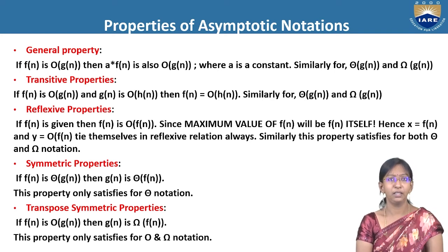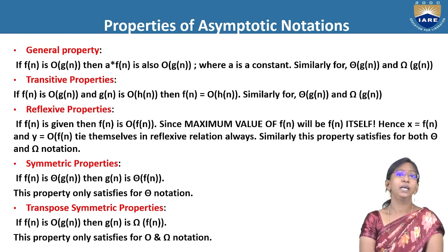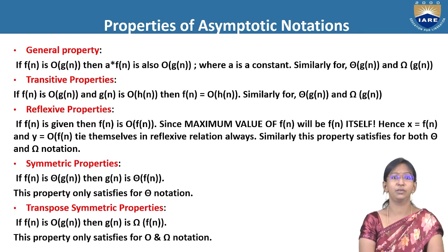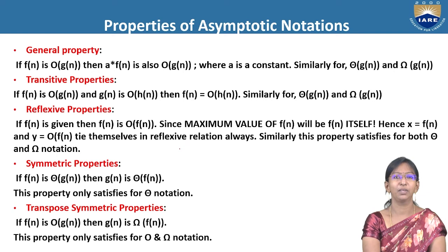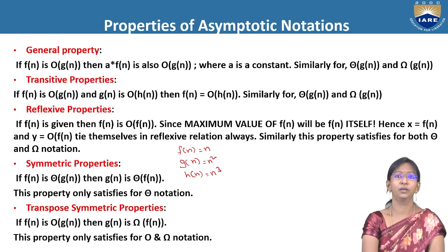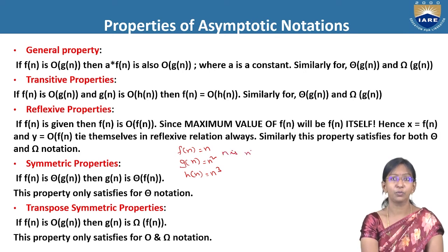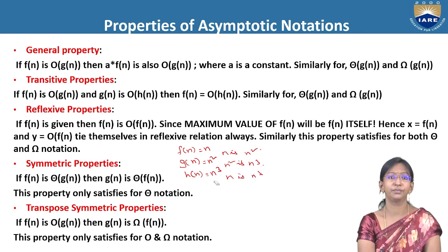So, if f of n is order of g of n and g of n is order of h of n, then f of n is order of h of n, there is a relation, right? Let me take a small example. Say f of n is equal to n, g of n is equal to n square, h of n is equal to n cube. A simple example. Order of f of n is order of g of n. Yes, n is order of n square. Order of n square is n cube. Then n is order of n cube. Very simple.